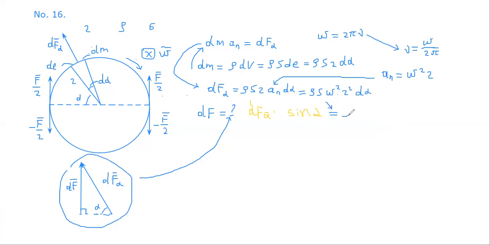rho S omega squared, r squared, sine alpha d alpha. Yes, and now we have to integrate this.